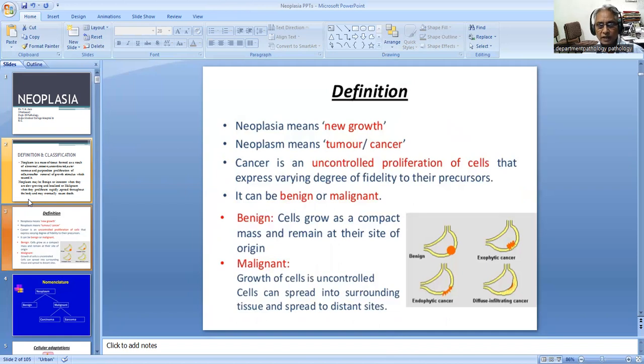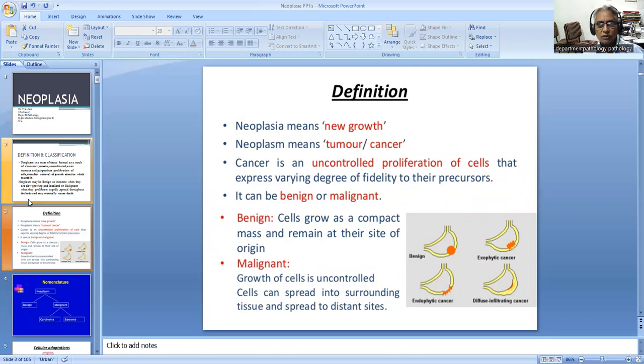So how can you define neoplasia? It means new growth. And as I told you earlier, neoplasia in common words means a tumor or a cancer. And this cancer is nothing but an uncontrolled proliferation of cells that express varying degrees of fidelity to their precursors. So this growth may be benign or malignant.